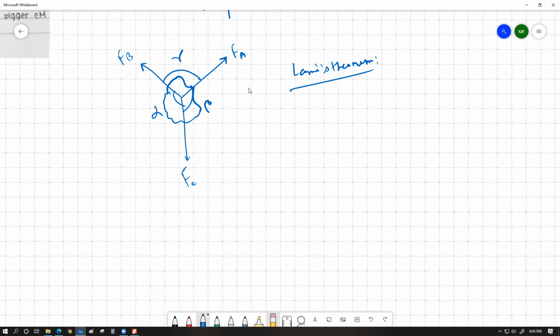Or I can write it in this way, that Lami's theorem works like this: any of the force divided by the opposite angle of that force, so FA by sine alpha should be equal to FB by sine beta should be equal to FC by sine gamma. You should see that I conveniently chose this alpha, beta, gamma, which is opposite to this force. So FA force's opposite side angle is alpha, FB's opposite side angle is beta, and FC's opposite side angle is gamma. So together they produce this equilibrium case.